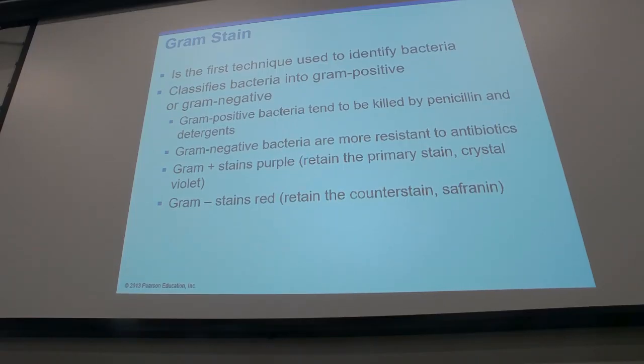Gram-positive stains purple because the primary dye, the first dye that you use, is purple in color. It's called crystal violet. It looks violet. Now, gram-negative picks up the secondary stain, which is safranin, or the counterstain, and stains red. Saffron is a flower that's orange. If you use saffron to prepare rice, the rice stains orange, kind of red-orange. So safranin is red in color, so it stains the gram-negative bacteria red.